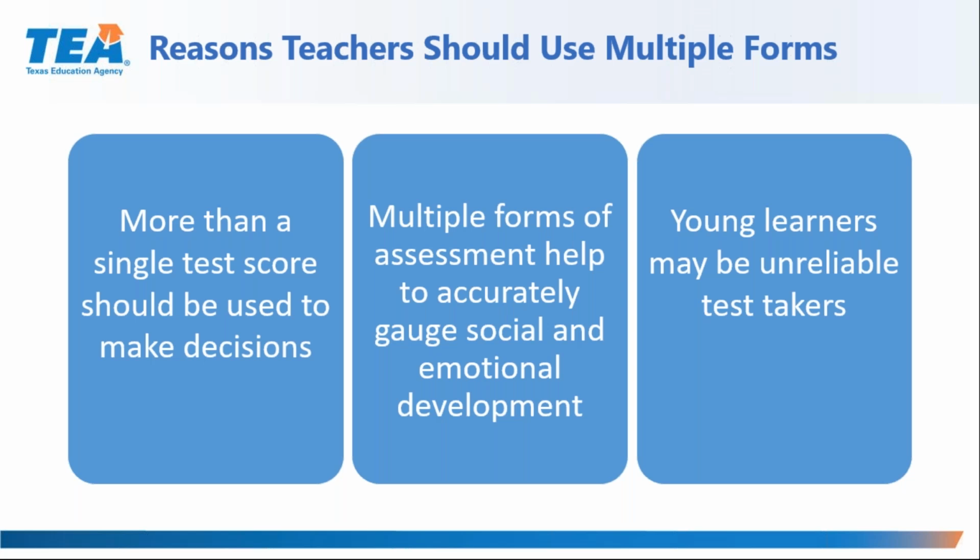We don't just want to take a snapshot of what they know in one moment and assume that's all that they can do. Additionally, multiple forms of assessment help to accurately gauge social and emotional development. And finally, young learners may be unreliable test takers. If you have ever been in or taught in a pre-kindergarten classroom, you may just know this. It's sort of the nature of child development. A child may know something one day and the next day they may not know it. And so in order to accurately gauge learning, we have to assess more than once, and we may have to do it in different formats.